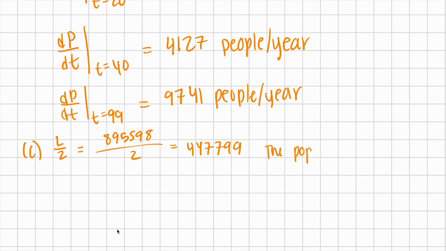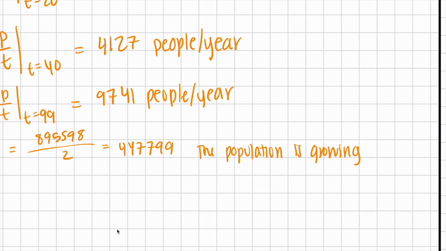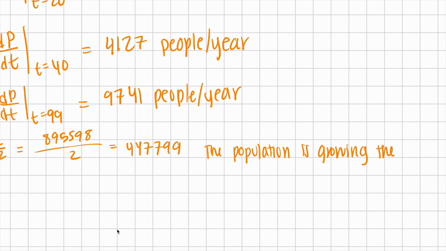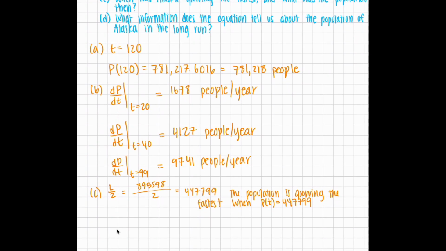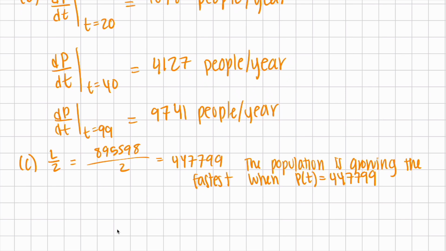So I'm going to say the population is growing the fastest when P of t equals 447799. So we answered what was the population then. So the population was 447799. And then they want to know the time as well.